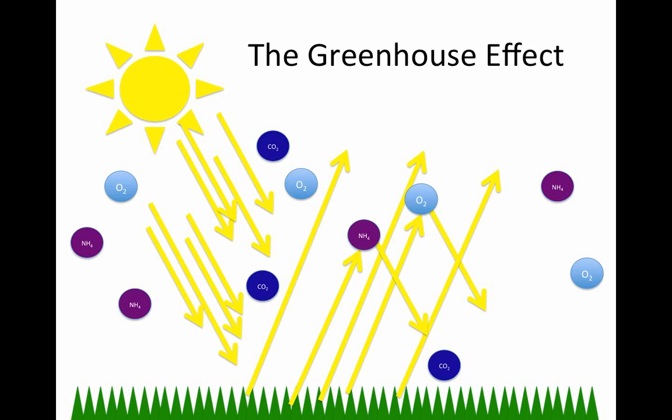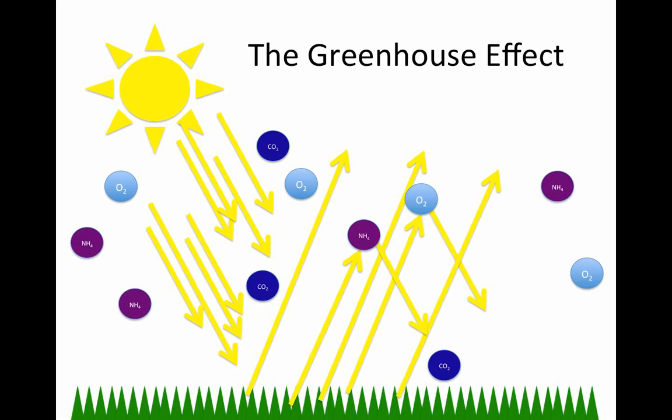I think you read in your textbook that without the greenhouse effect, the temperature of the Earth would be well below freezing at 0 degrees Fahrenheit. Whereas with the greenhouse effect, it's approximately, on average, 59 degrees Fahrenheit worldwide. And this is because of the greenhouse effect. These gases send sunlight back into Earth instead of letting it escape out into outer space.